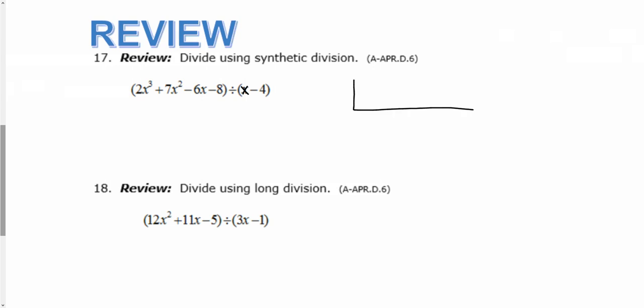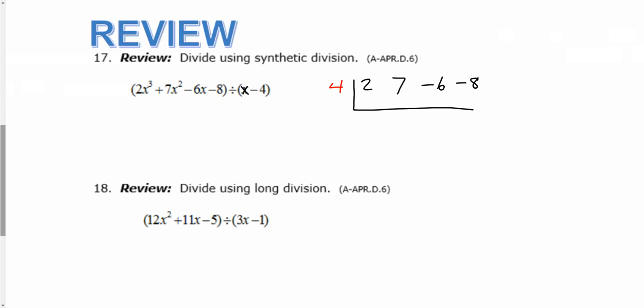For the inside of this thing, we have to have a spot for every exponent, but we don't use any of the letters. We just use the numbers in front. So this is the 2x to the third. This is the 7x squared. This is the minus 6x. And then this is the minus 8. On the outside, we take whatever number was in this parentheses, and we change its sign. We just make it a 4. It's always going to be the opposite.